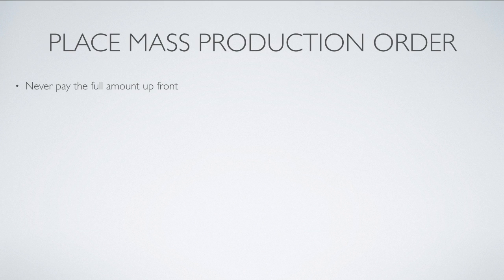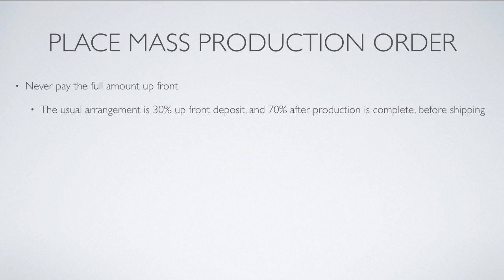First, you never pay the full amount up front. Never, ever, ever pay the full amount up front. Generally, the arrangement is 30% upfront deposit and 70% after production is complete before shipping. So before they begin production, you give them 30% upfront, and then once they are done with production, you give them the remaining 70%, and then they ship the products to you or to Amazon FBA.